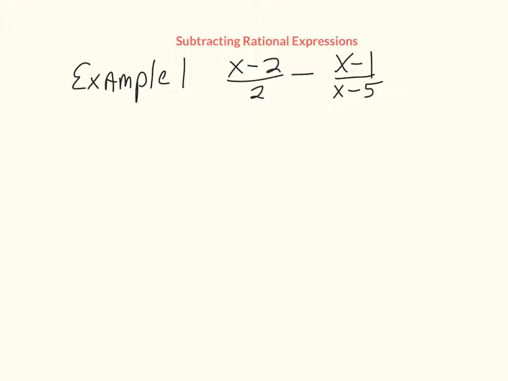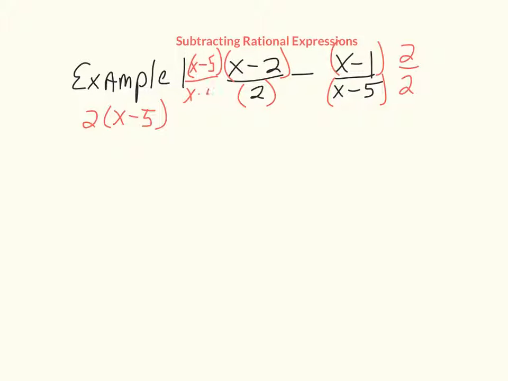So I'm going to start by getting a common denominator. The common denominator has to have a 2 as a factor and an x minus 5 as a factor. In the second expression, I have an x minus 5, but I don't have a 2. So I'm going to multiply by the giant 1 of 2 over 2. In the first expression, I have a factor of 2, but no x minus 5. So I'm going to multiply by x minus 5 over x minus 5. That's going to be my giant 1.